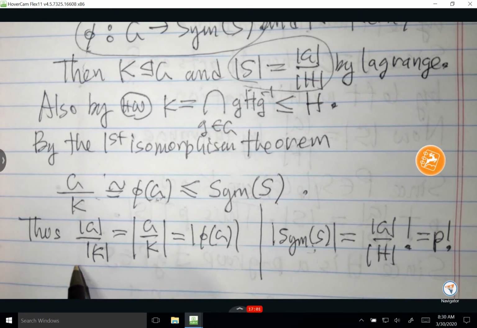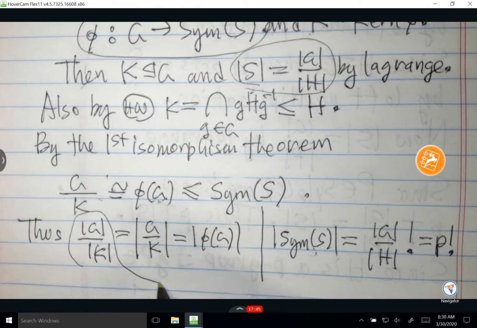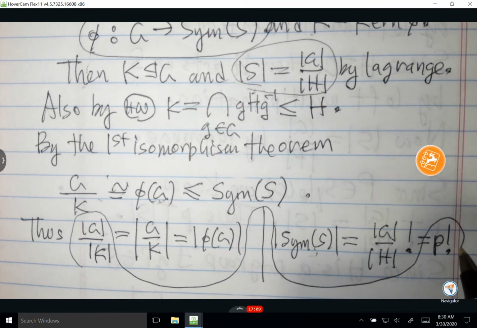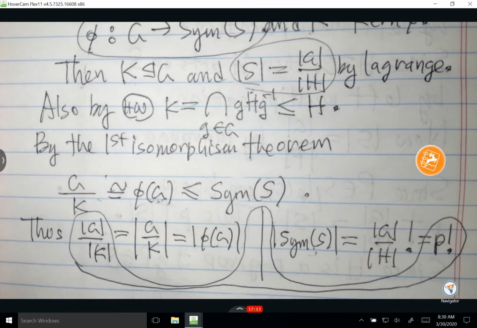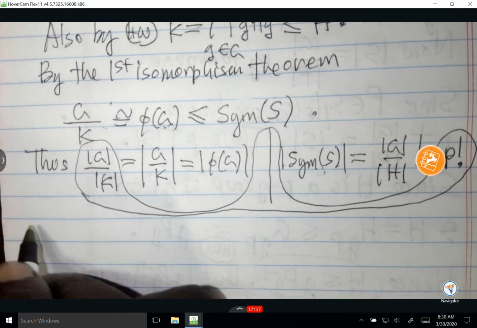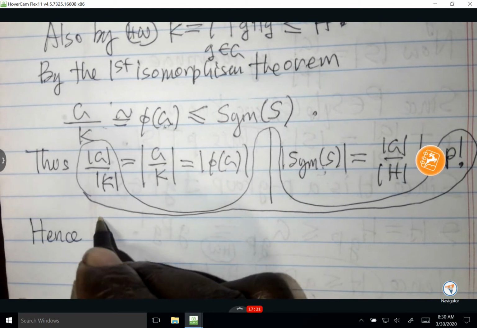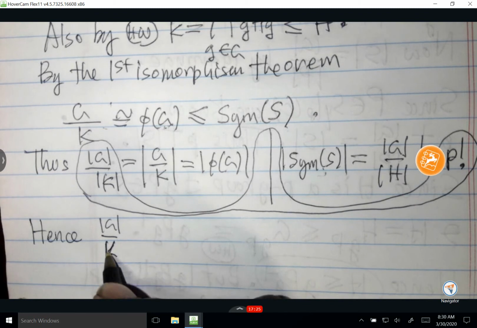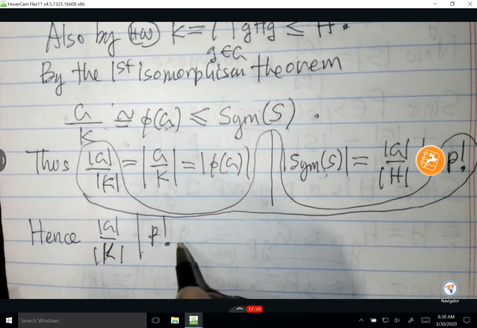And so we get a very fascinating thing, is that this number divides P factorial. So I'm going to say that. Hence, the order of G over the order of K divides P factorial.